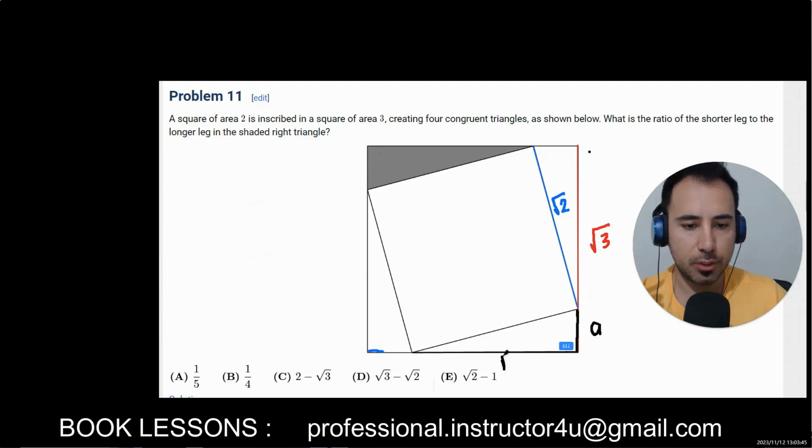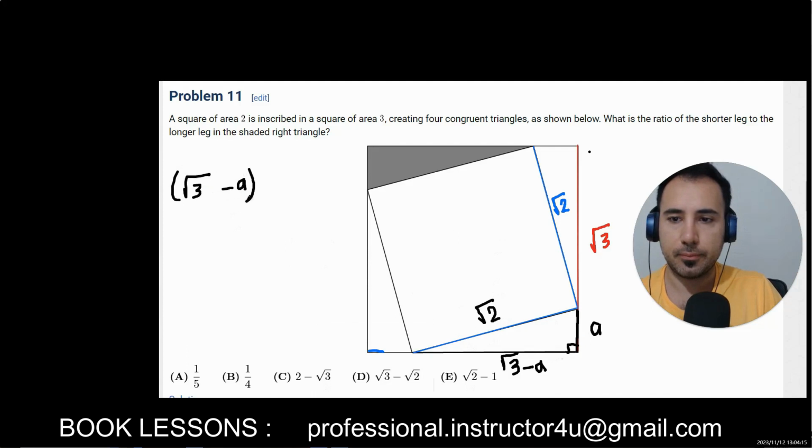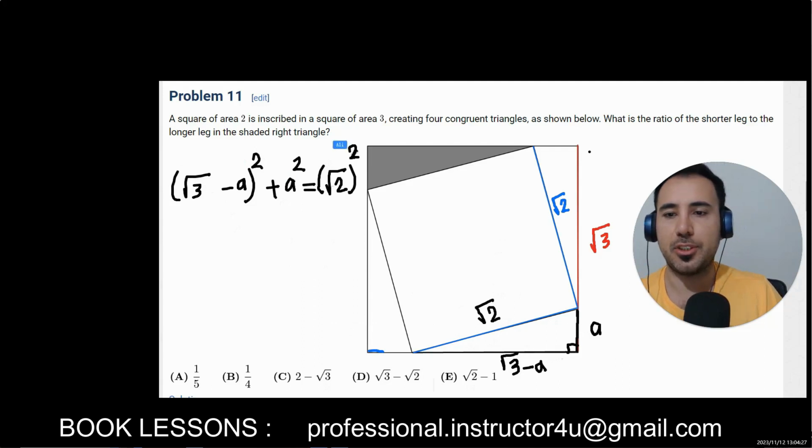Okay, all of it is square root of 3. And you would see that this short side, this one, is the square root of 2. So we just have to write the Pythagorean formula for this right triangle. So it's going to be square root of 3 minus A, squared, plus A squared, equals the square root of 2 squared.